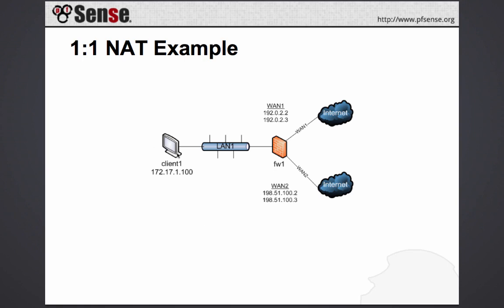And this just shows the example of what we were doing there, where we have the 2, 3, 4 on both of the WANs, and sending it out via different IPs on each.